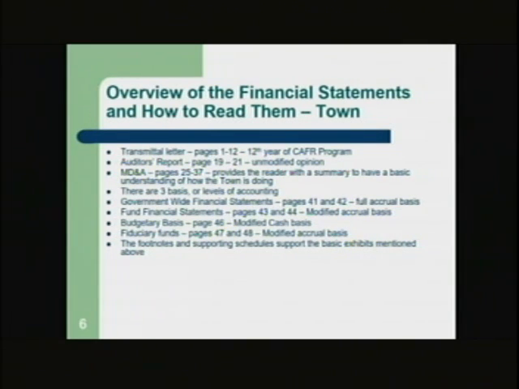They've decided that to have a useful financial statement, there needs to be three separate sets of books, three separate sets of accounting. So within the financial statements, there are what's called the government-wide financial statements. Those are on pages 41 and 42, and those are on a full accrual basis. That's supposed to mirror what a business would look like. So it captures all of your fixed assets.